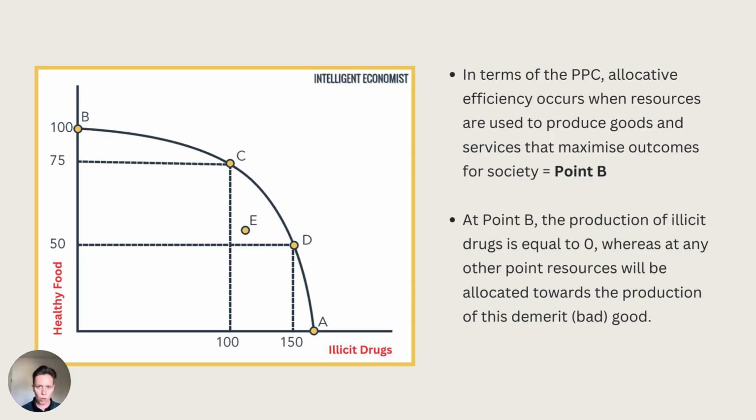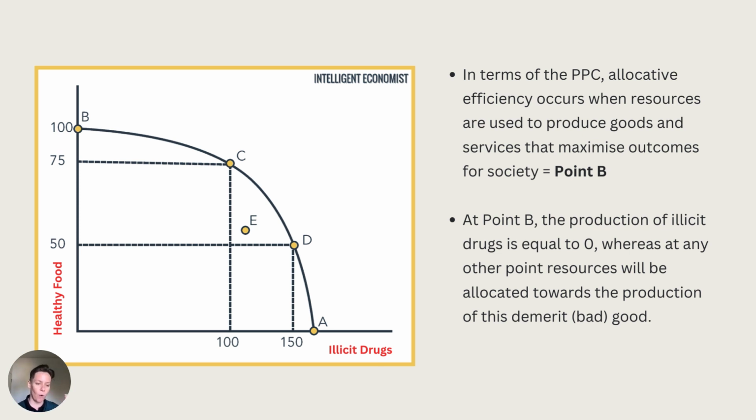Okay. So I've changed this one up a little bit. It's the same graph, but it's got different axes. Just have a quick look. On the x-axis, we've got illicit drugs, and on the y-axis, we've got healthy food. Let's just keep it really simple and assume that illicit drugs are demerit goods, they're bad, and no one wants them. I know that's not always the case.